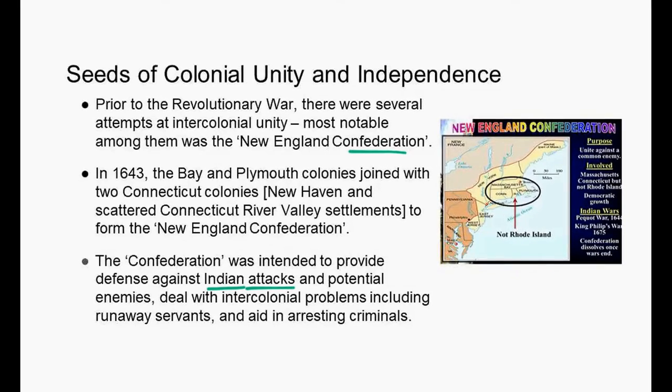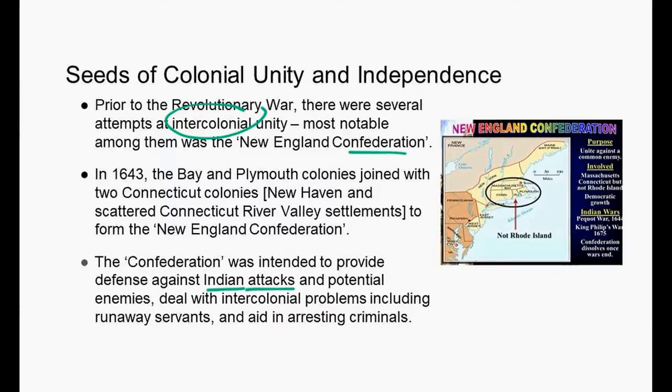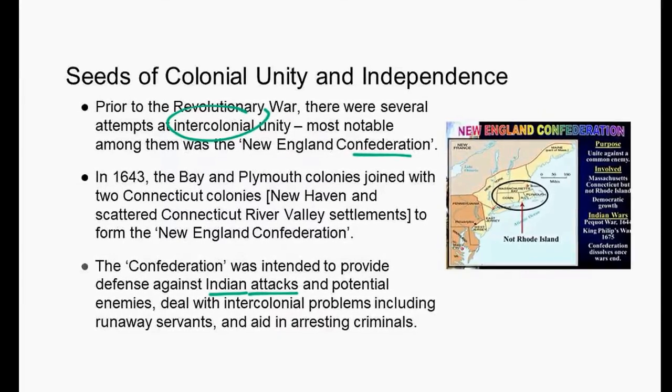Prior to the Revolutionary War, there were several attempts at intercolonial unity. Most notably among them was the New England Confederation. In 1643, the Bay and Plymouth colonies joined with two Connecticut colonies, New Haven and scattered Connecticut River Valley settlements, to form the New England Confederation. The Confederation was intended to provide defense against Indian attacks and potential enemies, and to deal with intercolonial problems including runaway servants and aid in arresting criminals.